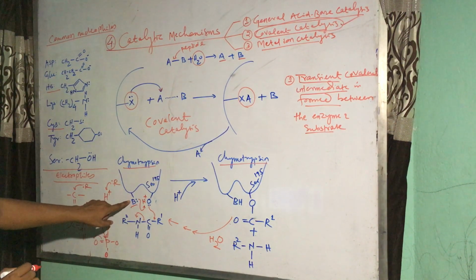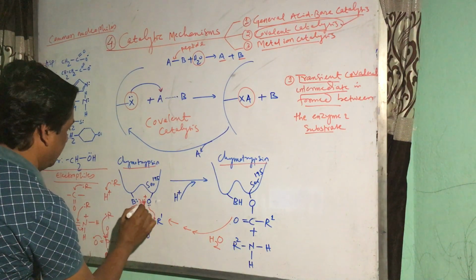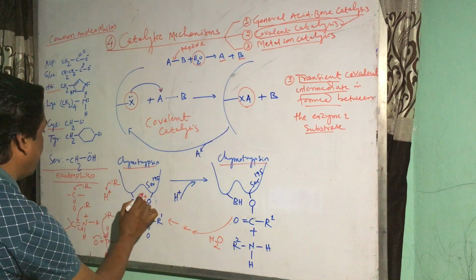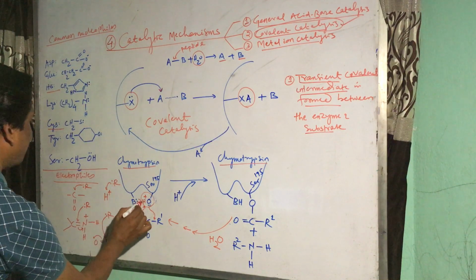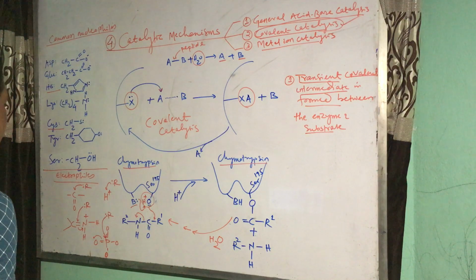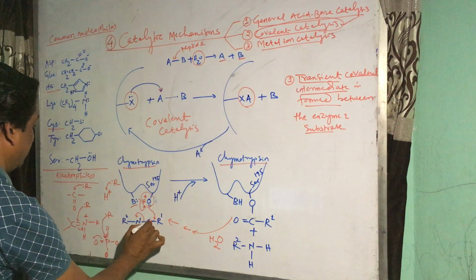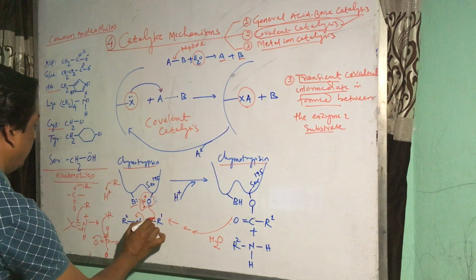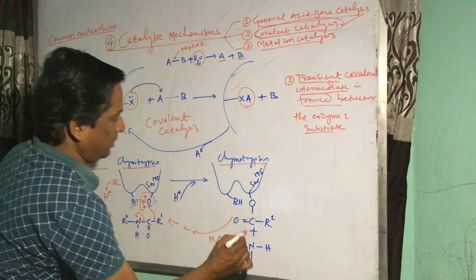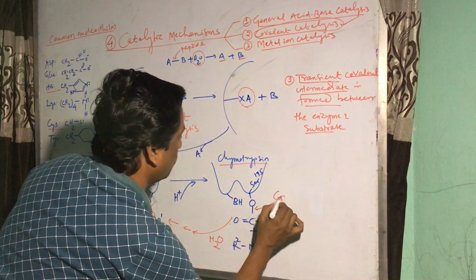So here a base like histidine 57 generates the powerful nucleophile with serine 195. It abstracts this proton from serine 195 to make it a powerful nucleophile which attacks this peptide bond. This is the peptide bond. So the peptide bond is broken in the first step, and this is the covalent bond we are talking about.